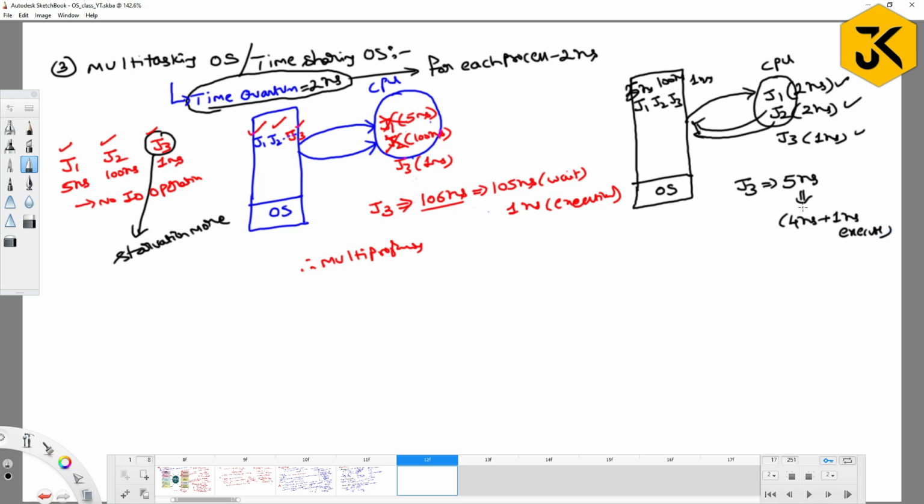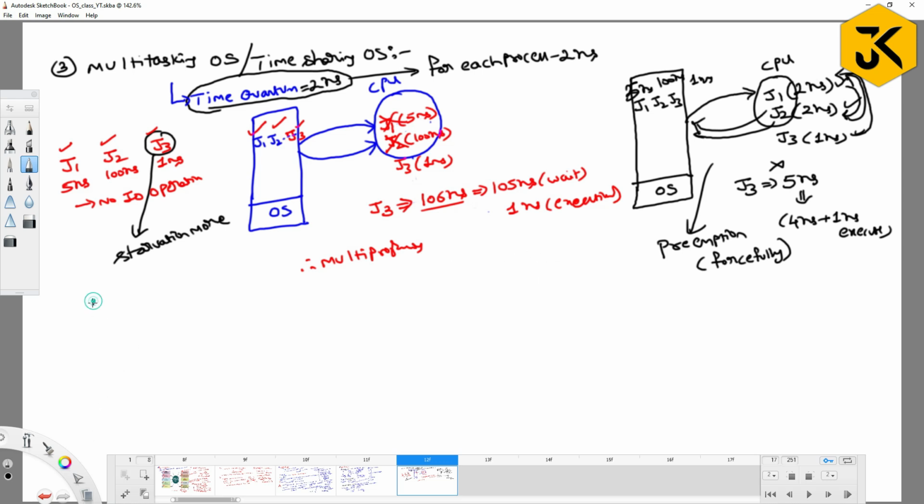Which means that here it is going to perform some kind of preemption. Preemption means forcefully throwing a job from the CPU to the memory and loading another job into the CPU, right? Once this task is done, again a chance will be given to J1 for 2 nanoseconds, then J2, then J1, J2, and so on. This process is repeated until the tasks are completed, right?